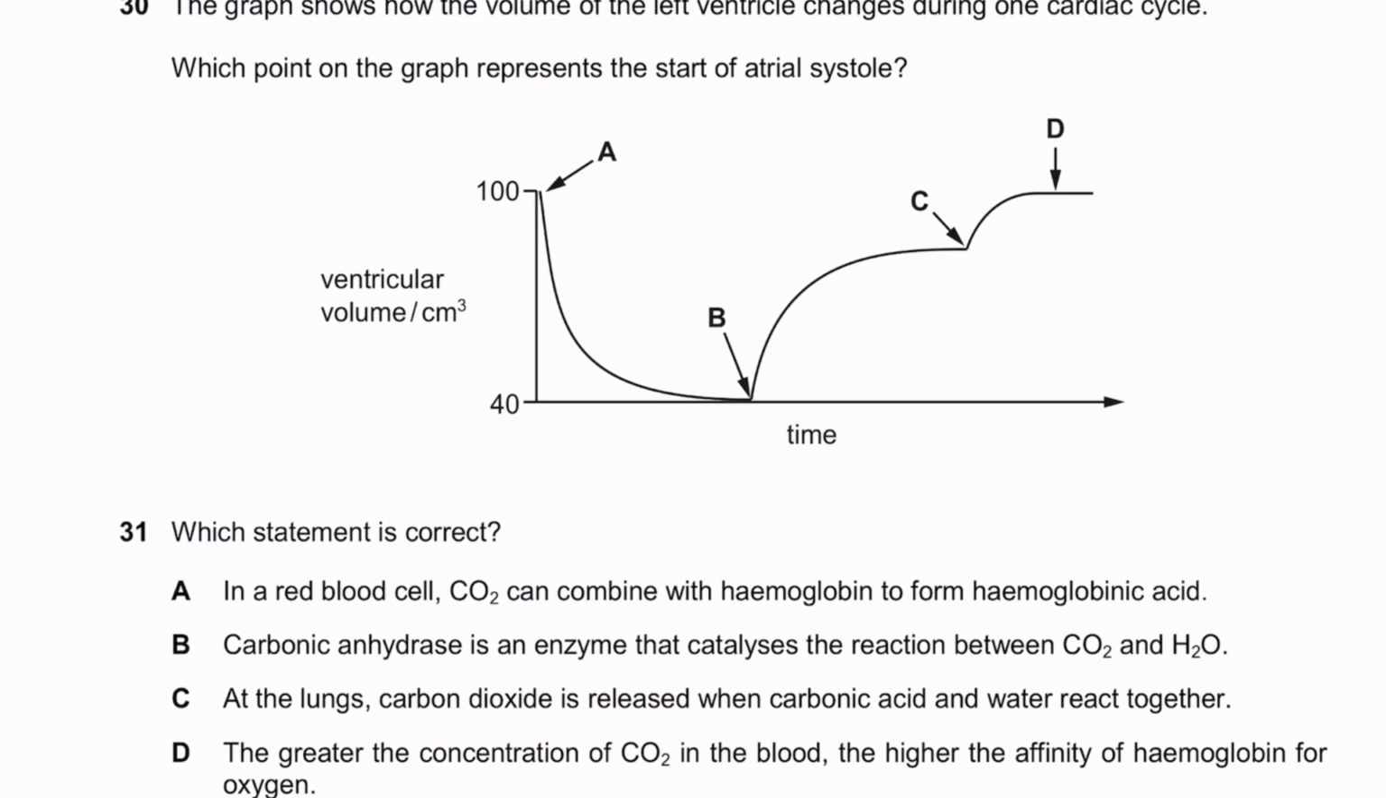The graph shows how the volume of the left ventricle changes during one cardiac cycle. Which point on the graph represents the start of atrial systole? The start of atrial systole. Let's see. Firstly, remember there are three phases in the contraction of the heart. It's going to be atrial systole, ventricular systole, and the generalized diastole.